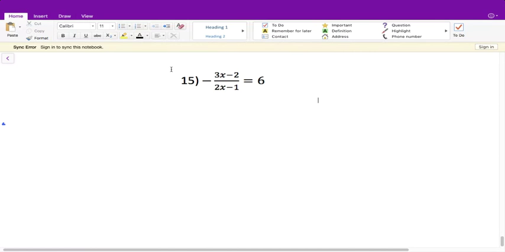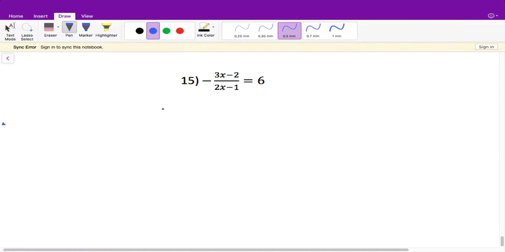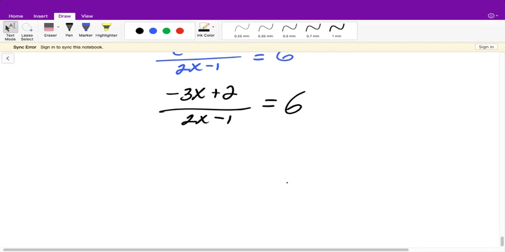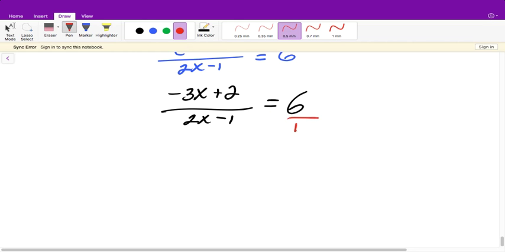All right, so this problem here, you see we have this negative out front. So if you get a problem like this, rewrite it in our numerator as negative 3x minus 2 over 2x minus 1 is equal to 6. Then distribute this negative sign in, so it'll be negative 3x plus 2 over top of 2x minus 1 is equal to 6. All right, now it's understood that the 6 is over top of 1.